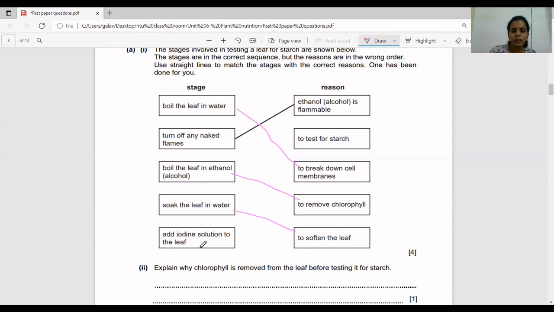Then at last, iodine solution is added to the leaf. This iodine solution is added because it combines with starch and gives blue-black color. So the appearance of blue-black color shows you the presence of starch, and if no blue-black color appears and the yellowish, brownish or orange color of iodine remains, that means no starch is present, starch is absent. So iodine solution is added in order to test for starch. So this one is the correct answer.